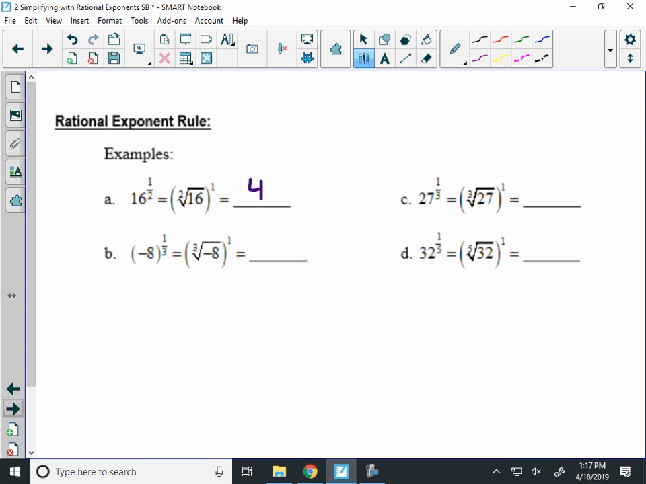4. All right, so notice here, where did the denominator of that fractional exponent go in the root? Was it the exponent or was it the root? It's the root. So then over here, if I have 27 to the 1/3, that 3, the denominator, is the root. So 27 to the 1/3 is the third root, or the cube root, of 27, which equals 3.